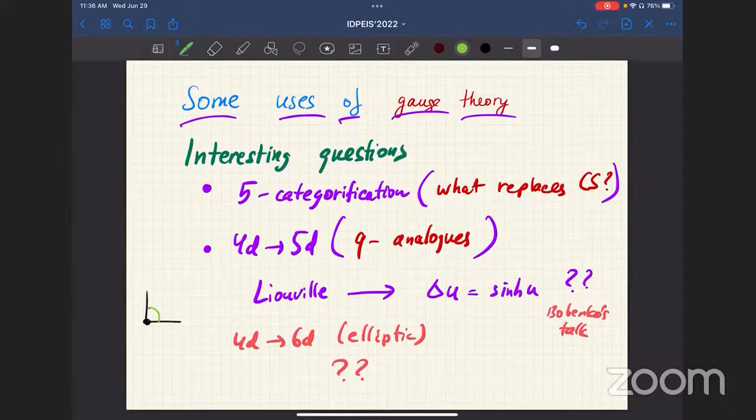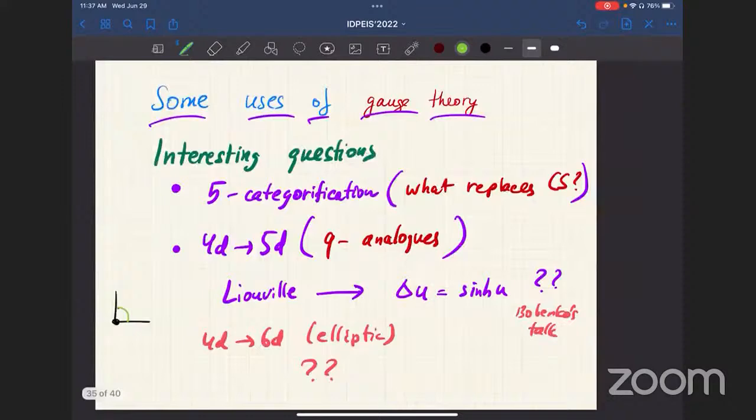So that suggests that there is some Q deformation of everything I mentioned: isomonodromic problems, integrable systems, and Liouville theory, which is related to the SL2 isomonodromic problem, might be elevated to something like an affine version of Liouville theory, which is related to the sinh-Gordon equation in two dimensions, which was mentioned in Babenko's talk. And if we lift to six dimensions, then who knows what we'll get.